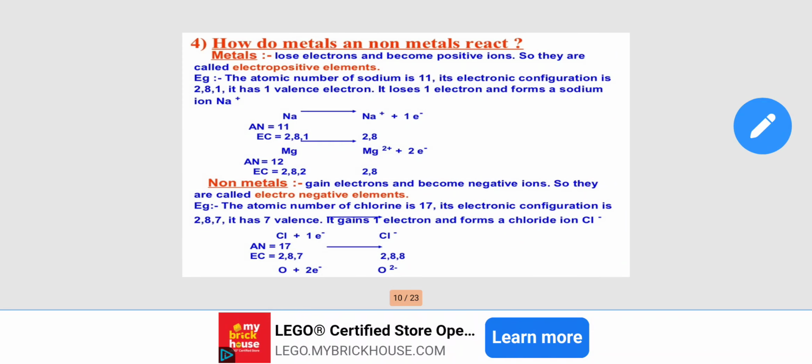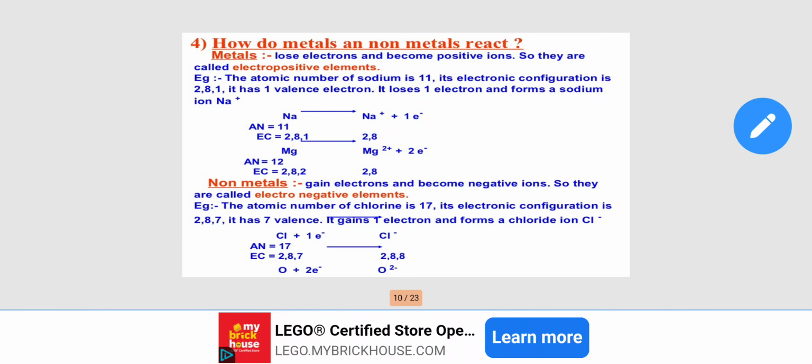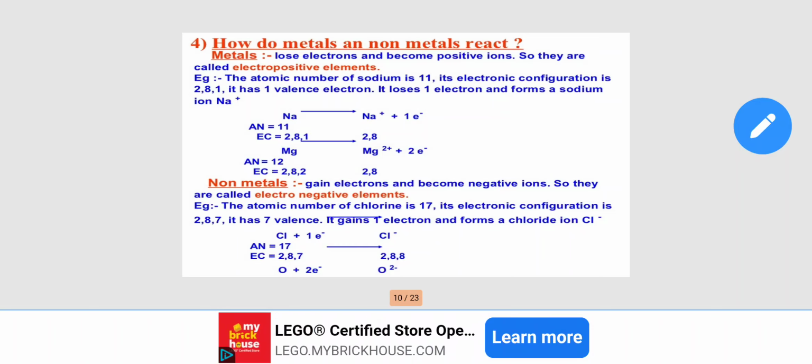Next, how do metals and non-metals react? Metals lose electrons and become positive ions, so they are called electropositive elements. Non-metals gain electrons and become negative ions, so they are called electronegative elements.